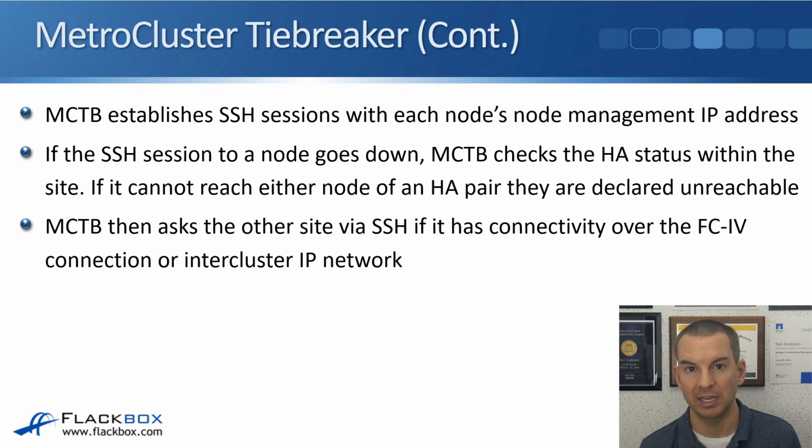MCTB then asks the other site, so it asks site 2 via SSH, if it has connectivity over the FCIV connection or intercluster IP network. So you can see here that we've got those two separate network paths. For site 1 to be marked as actually definitely down, then MCTB needs to have lost connectivity to it over the IP network, and also site 2 needs to have lost connectivity to it over the Fibre channel network. If that is the case, we can be pretty sure that site 1 is definitely down. You can now at this point have MetroCluster Tiebreaker just send you a notification of that, or you can have MetroCluster Tiebreaker go ahead and initiate the failover to site 2.